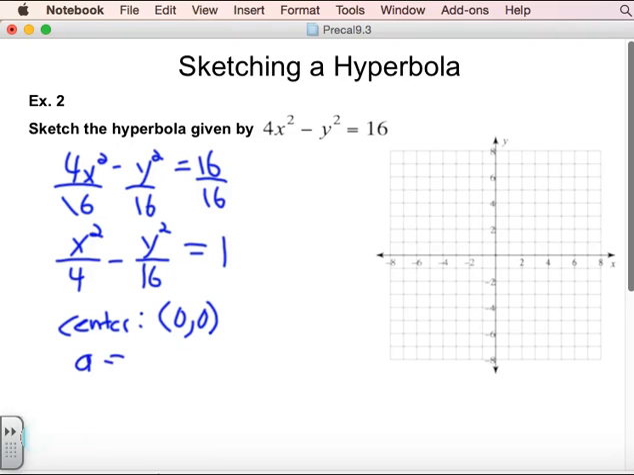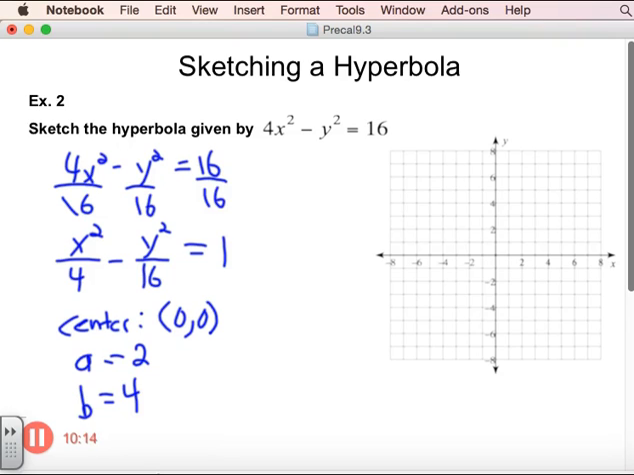A is the value from the positive fraction, right? So A is the square root of 4. Remember, you have to take the square root of it because 4 is actually A squared. So you take the square root to find A, and then B is the value from the negative fraction. So the square root of 16 is 4. So A is 2 and B is 4.